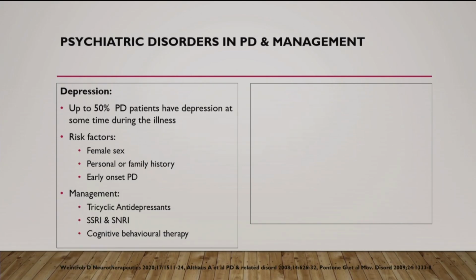Psychiatric disorders are common in these patients. Depression, as I told you in the Braak stage slide, up to 50% of the patients with Parkinson's disease would have depression at some point during the course of illness. Female sex is a greater risk. Patients who already have a history of depression or family history of depression are more prone to develop depression, as are patients with early onset PD. And of course, management will remain the same: SSRIs, SNRIs or TCAs.